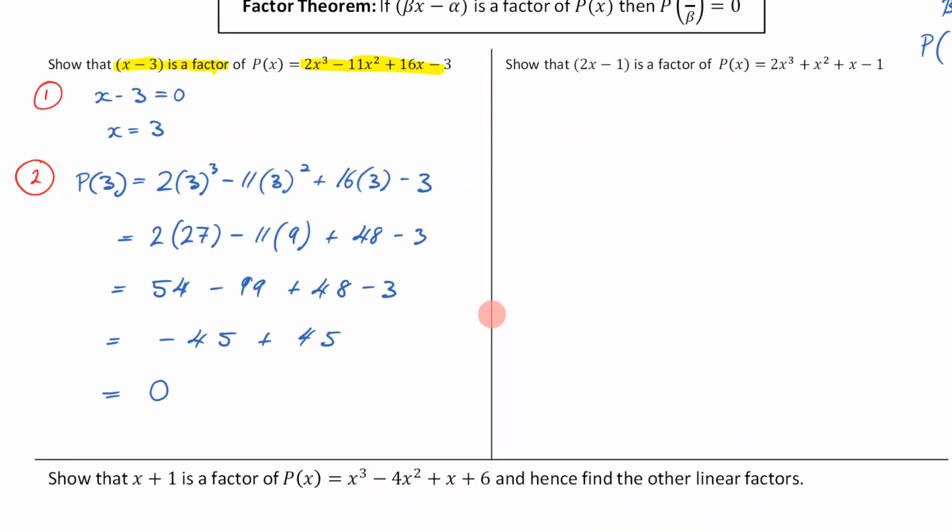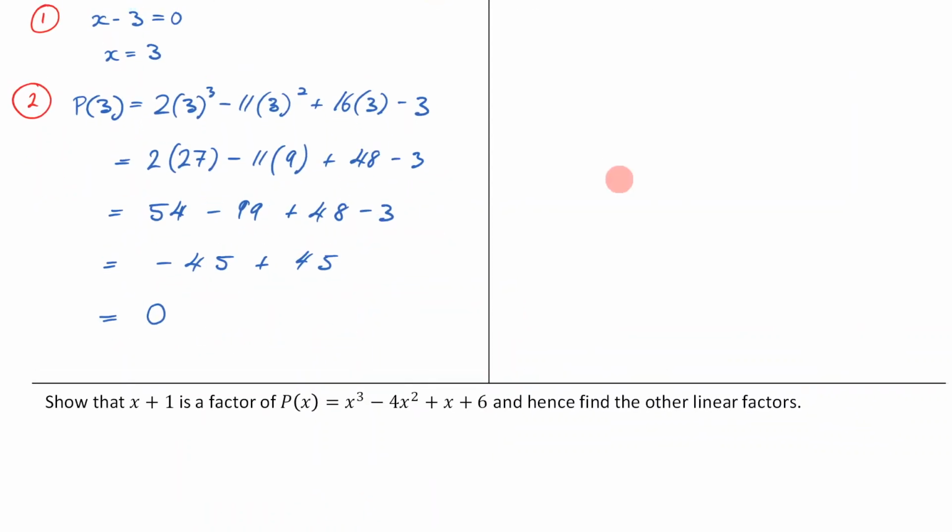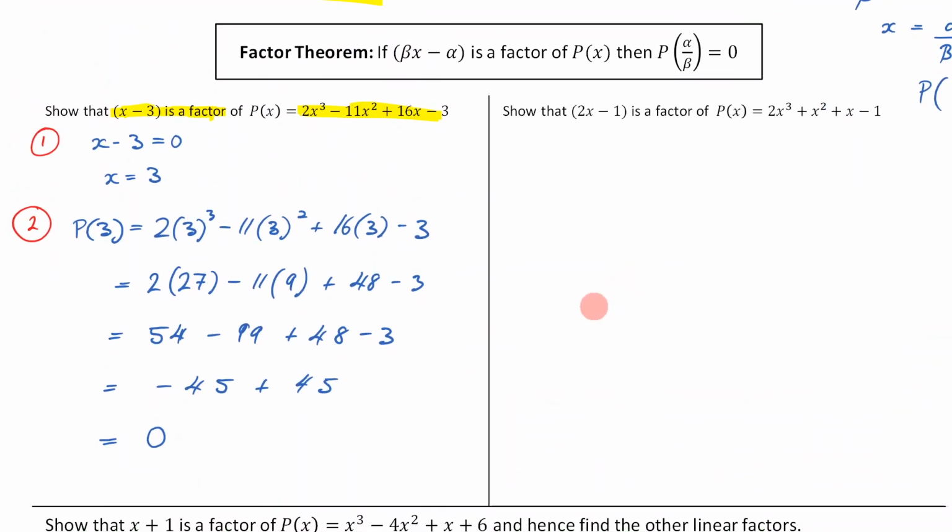Let's now do the exact same thing over on this side now. So remember, you've got two steps that you've got to follow here. Step 1 and then step 2. So the first thing you're going to do is take what you've been given here. So that's 2x minus 1. You're going to set it equal to 0 and then solve. So it's going to be a half. Then you're going to substitute that into the polynomial that you've been given.